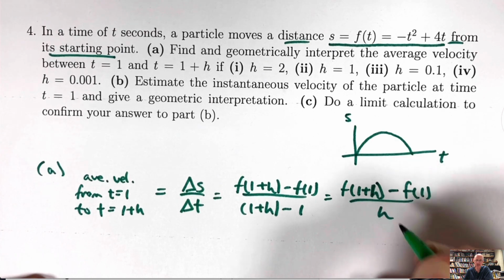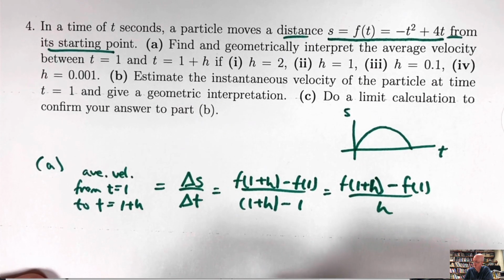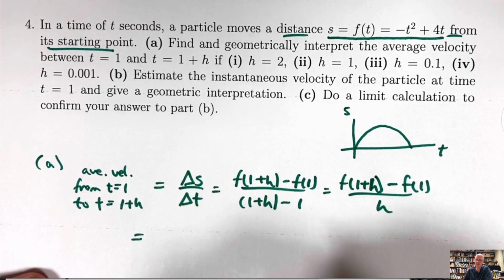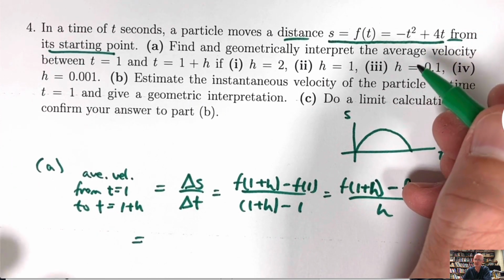And you're just left with an h. This is sometimes called a difference quotient in calculus, and we're ultimately going to take a limit of the difference quotient. But in this case, let's just simplify it for this function. This is tricky, okay? Lots of people have difficulty here.